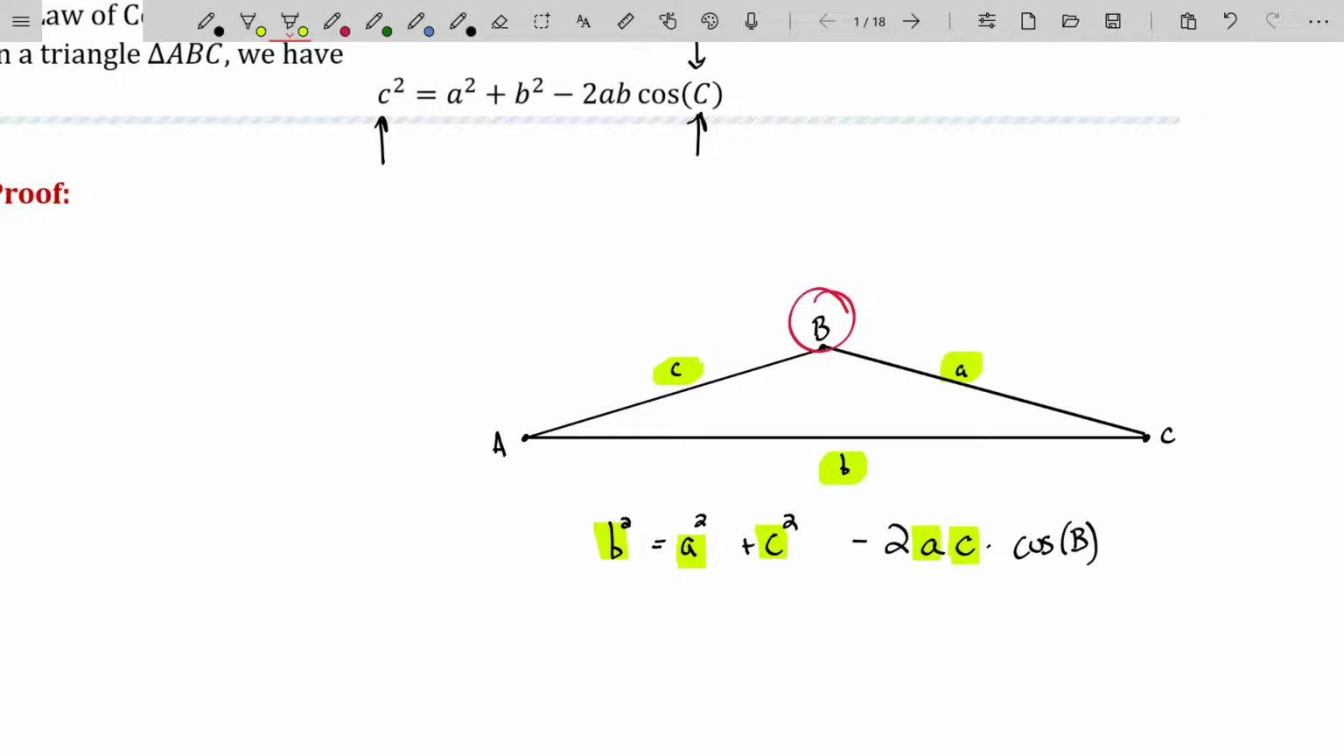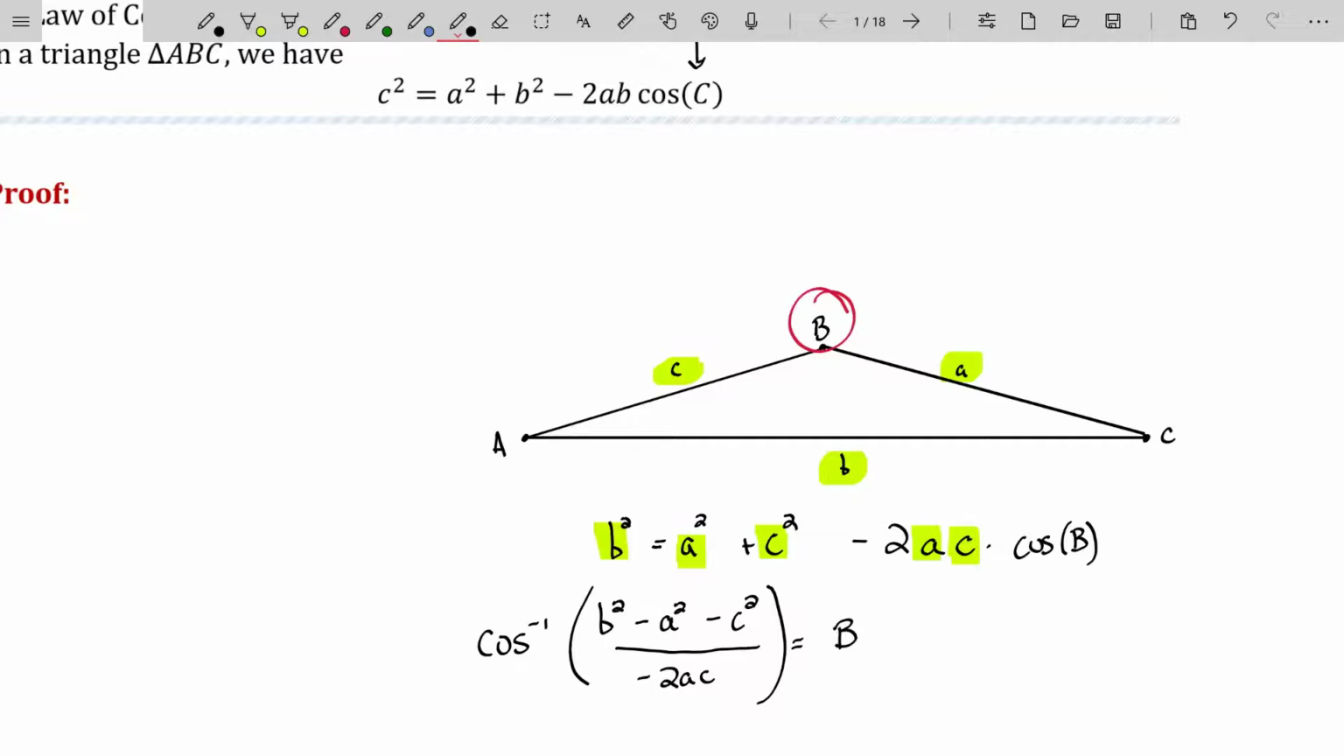There's no need for me to teach you another formula because you know how to subtract and add. You know that you could just subtract A squared from both sides. You could subtract C squared from both sides. You could even divide both sides by a negative 2AC. You can even take the cosine inverse of both sides. And you would have angle B.